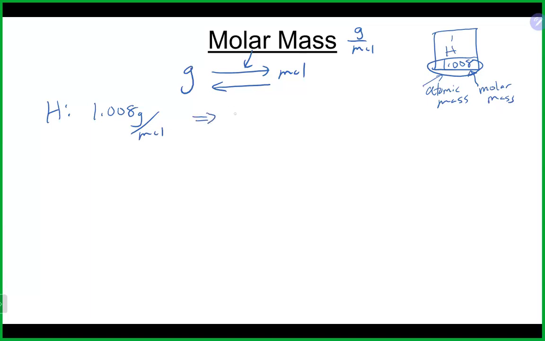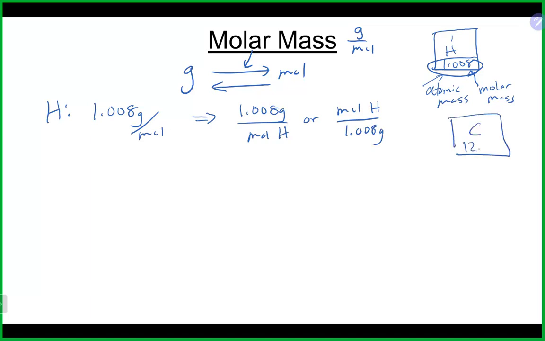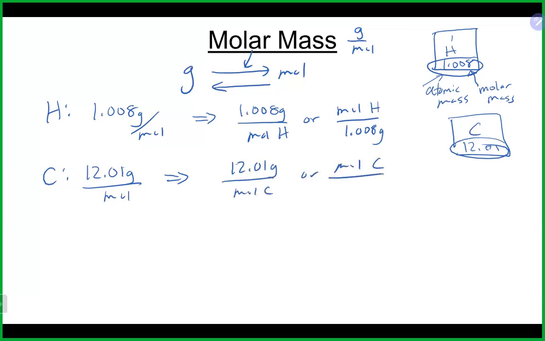You could think of this as a conversion factor, 1.008 grams over a mole of hydrogen, or a mole of hydrogen, 1.008 grams. You could do that for carbon, 12.01. Carbon's molar mass would be 12.01 grams per mole. Again, you could use it as 2 conversion factors, 12.01 grams per mole of carbon, or a mole of carbon, 12.01 grams.